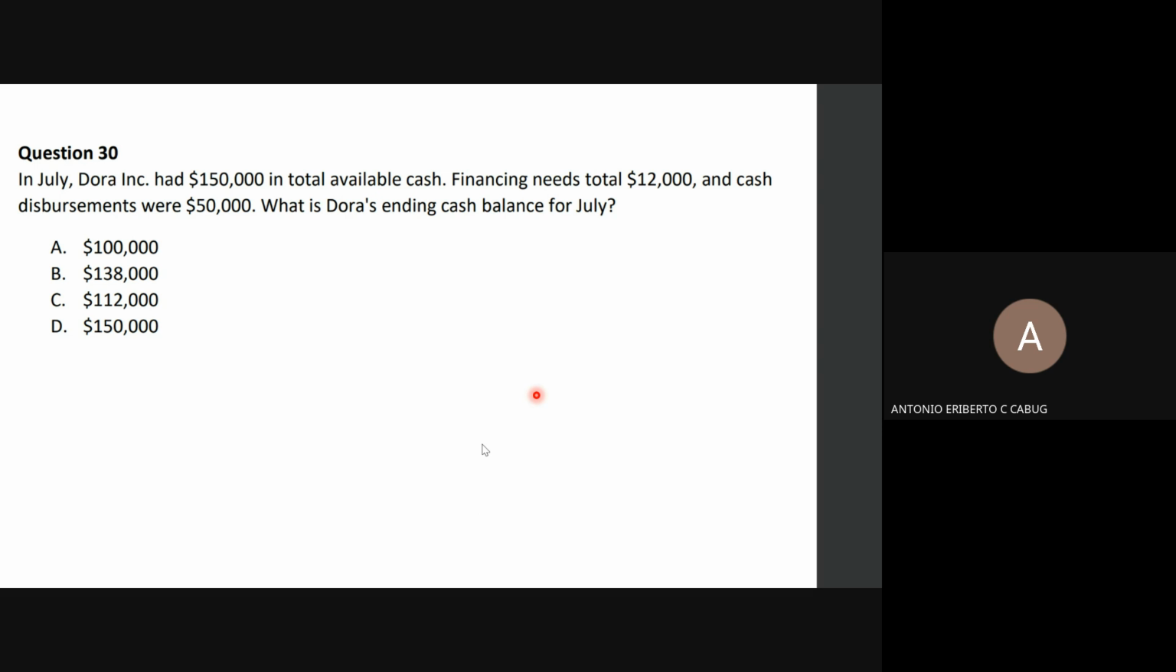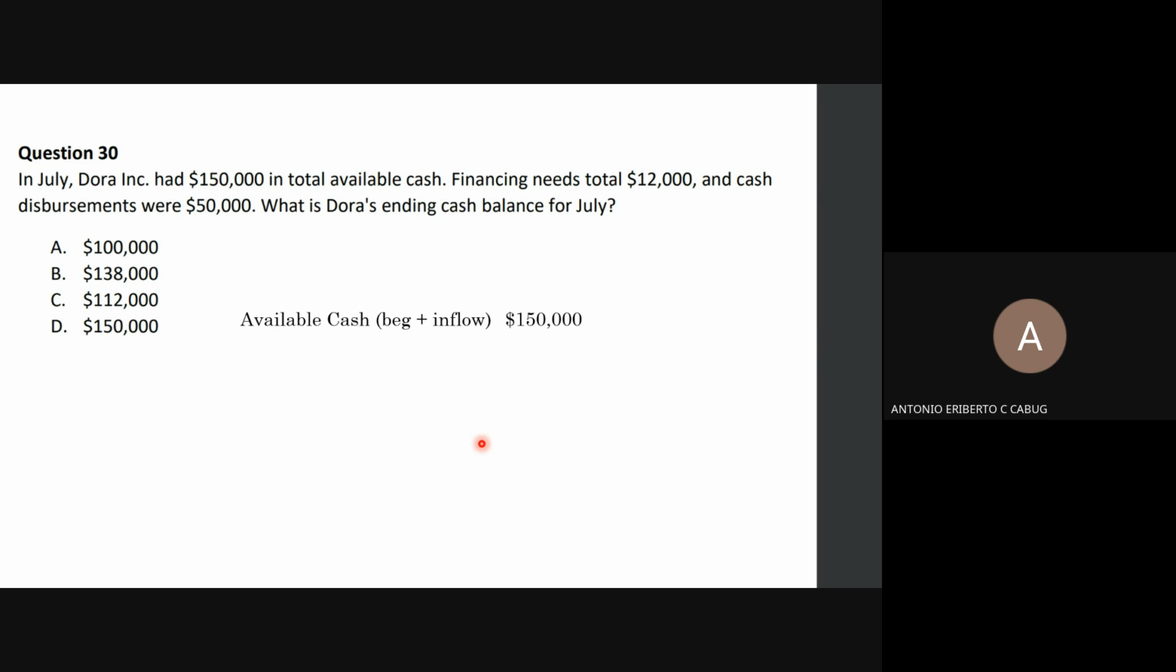Okay. In July, Dora Inc. had 150,000 in total available cash. Financing needs total $12,000. Cash disbursements were 50K. What is Dora's ending cash balance for July? Please enter your answers, everyone.